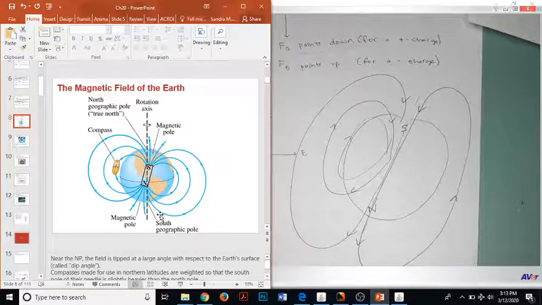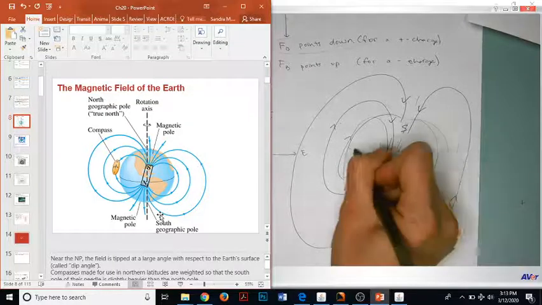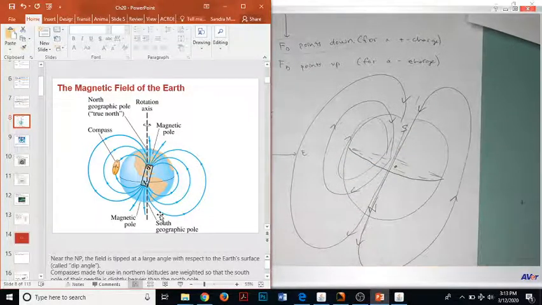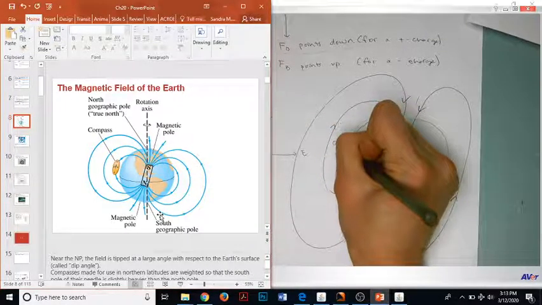So if you have a little guy standing at the equator, so here's what the equator is. The equator kind of looks like that. I'll make it look a little bit circular. So here's the center of the Earth. Let's put a dude standing right here.